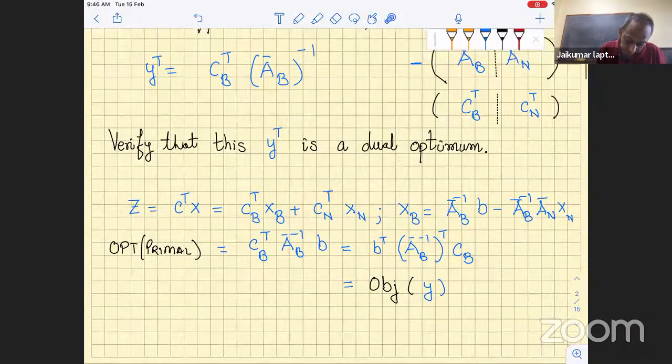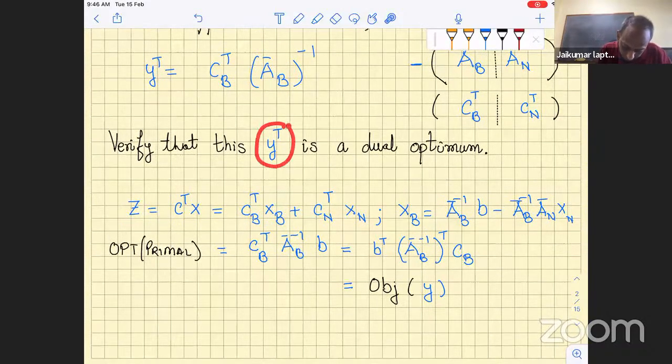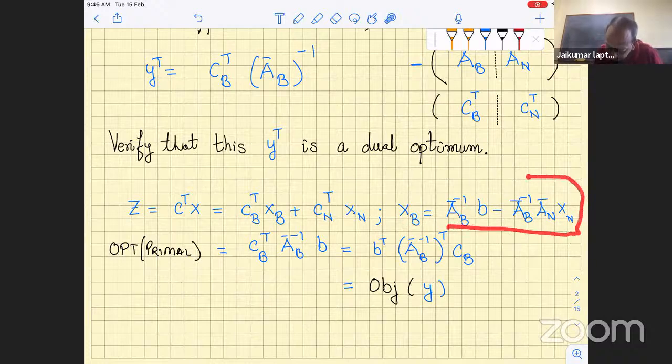Let us look at this Y bar T. Let's look at Z, which was the last line. Now I'm invoking Simplex. In Simplex, Z is always C transpose X. I can split this C into two parts, the basic part and the non-basic part. The current basic solution, if your current basis is B, is given by this expression. This is something we wrote about two classes ago.